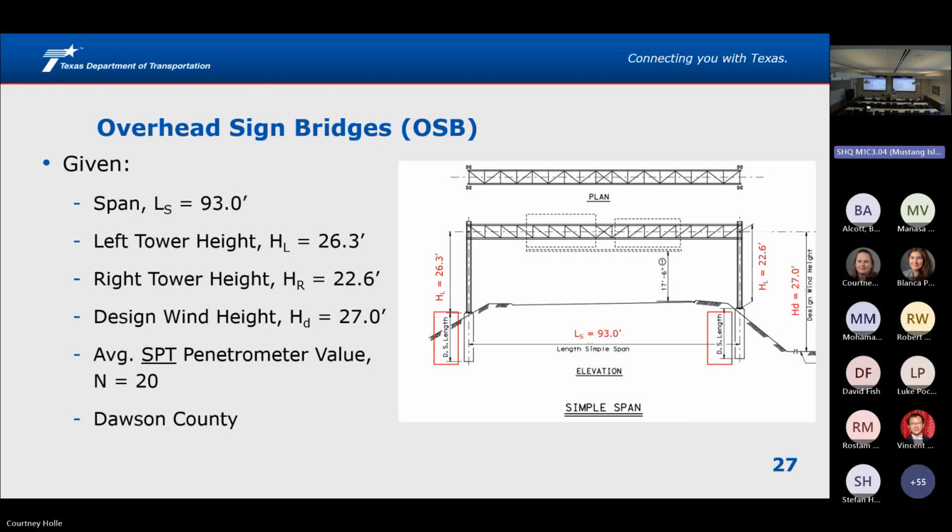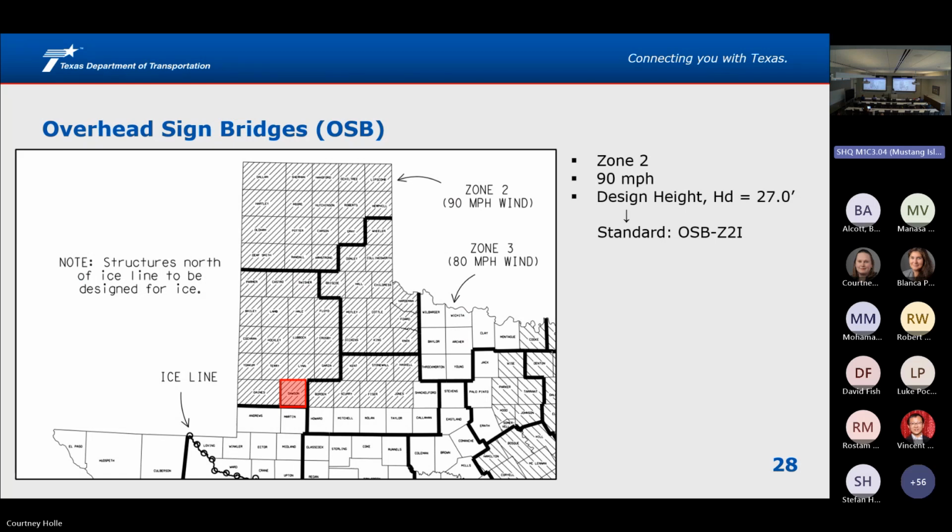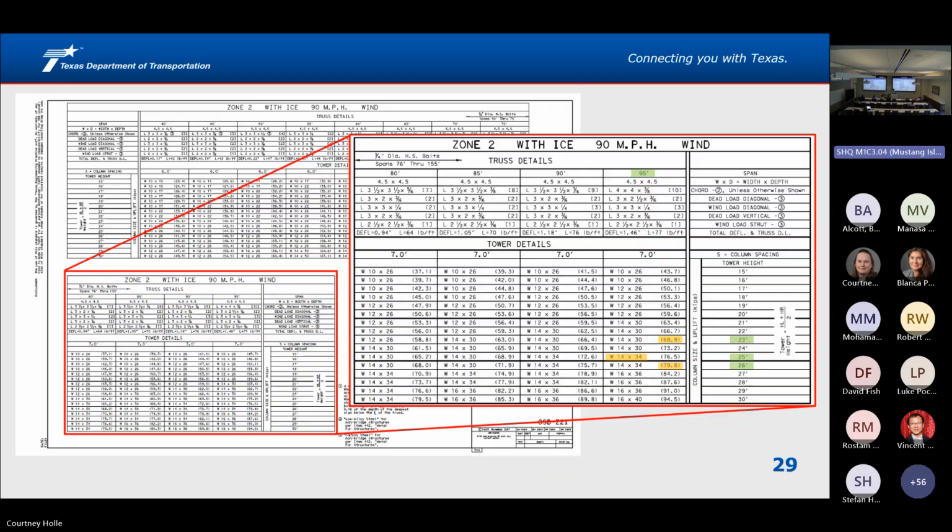I've got 2 different tower heights, 26 on one side, 22 on the other. The design height at the center is 27, and just for purposes of discussion, from the borings, it tells me that my average SPT penetrometer value is a uniform N equals 20 blows per foot. So I take a look at what county this is in, and I determine that this is in zone 2, 90 miles per hour above the ice line. And so that immediately directs me to the Z2I standard.